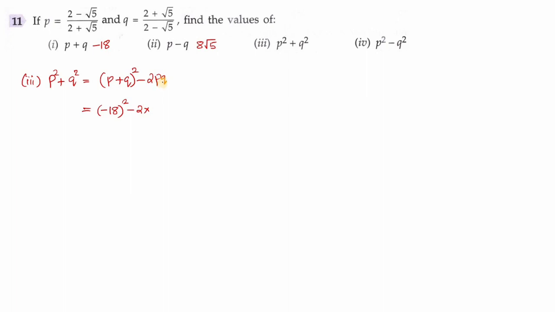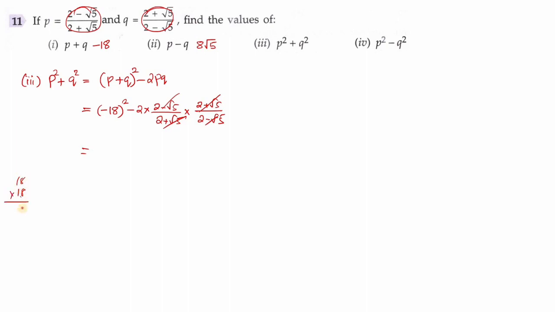Okay, so instead of using those two values, I'll be using these two values. P is (2 minus root 5) by (2 plus root 5) into Q is (2 plus root 5) by (2 minus root 5). You see these two get cancelled, these two get cancelled. So what is minus square? It is plus. So 18 square is, so 18 into 18, let's do that.